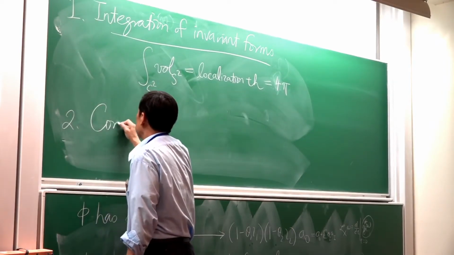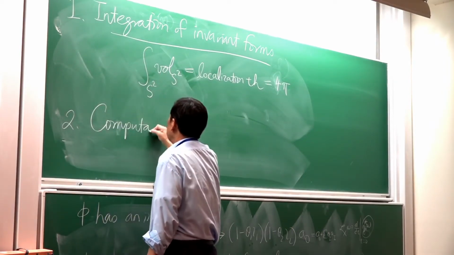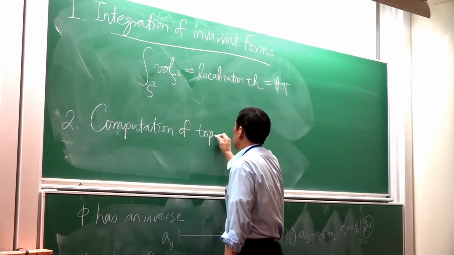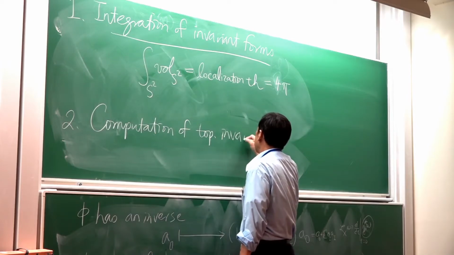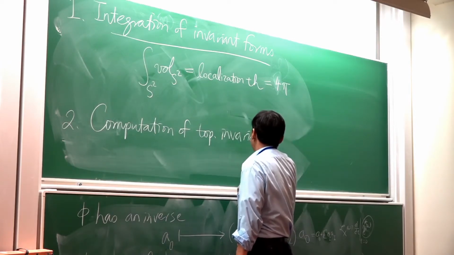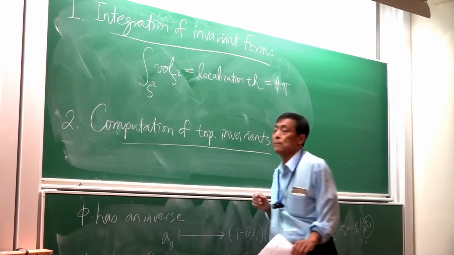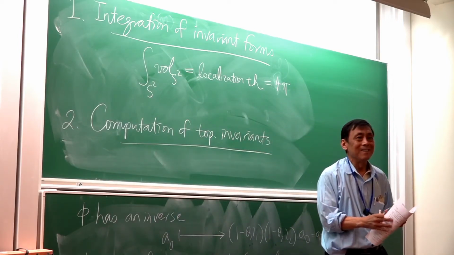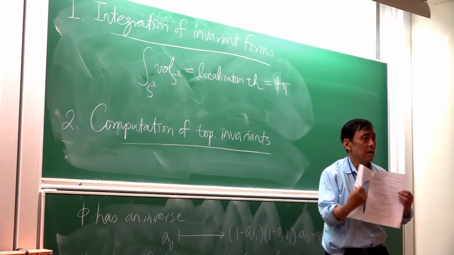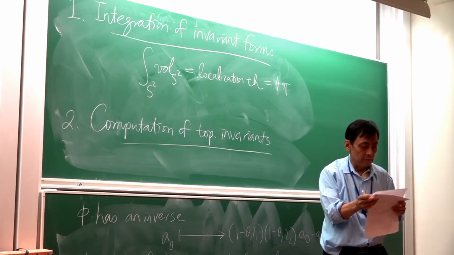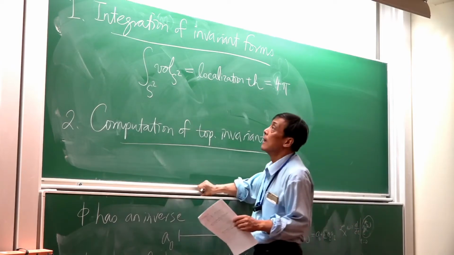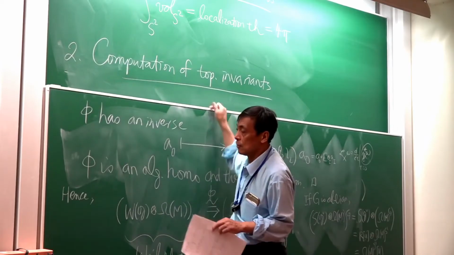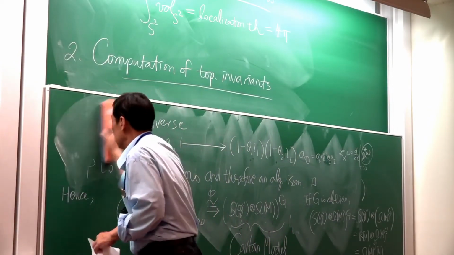And then the second application is to the computation of topological invariants. So topological invariants are numbers like the Euler characteristic, the Pontryagin numbers, or the Chern numbers. Okay. And here, let me do an example.